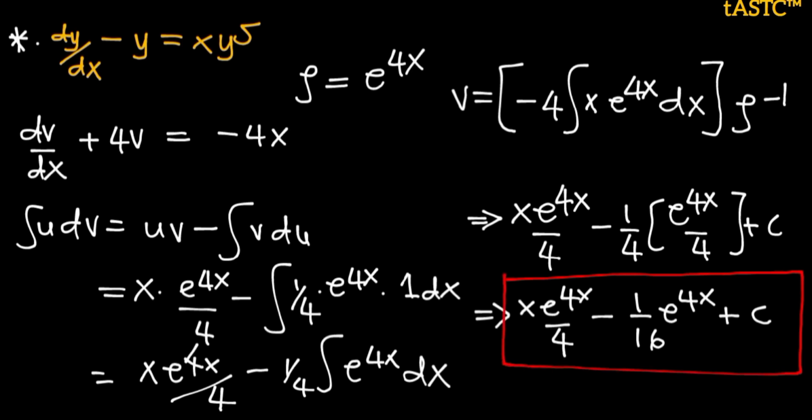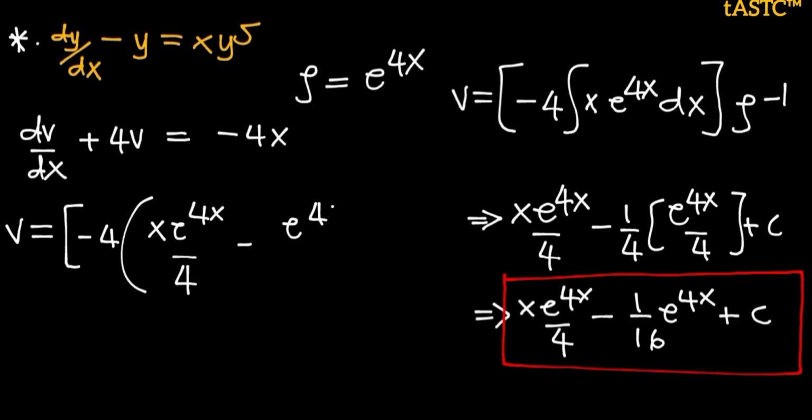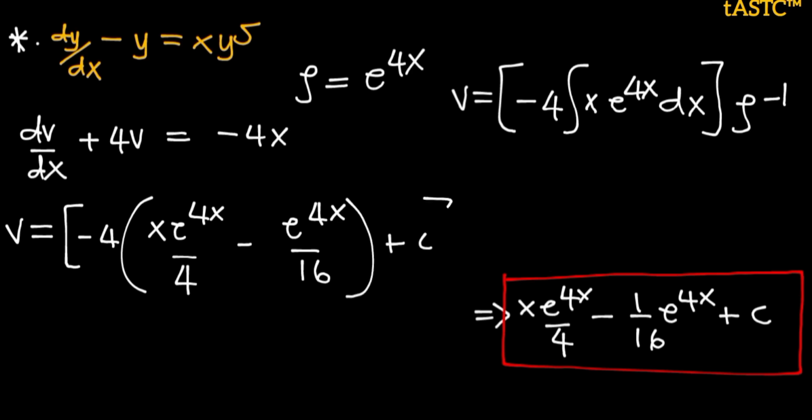So let us keep that in perspective. Well, I'm going to take these out now. So we have v. V is equal to negative 4 multiplied by x e to the 4x divided by 4, minus e to the 4x divided by 16, and this is plus c. And then we need to have rho to the negative 1. Now rho to the negative 1, that will be e to the negative 4x, because we have rho to be e to the 4x, so that should be e to the negative 4x, right?